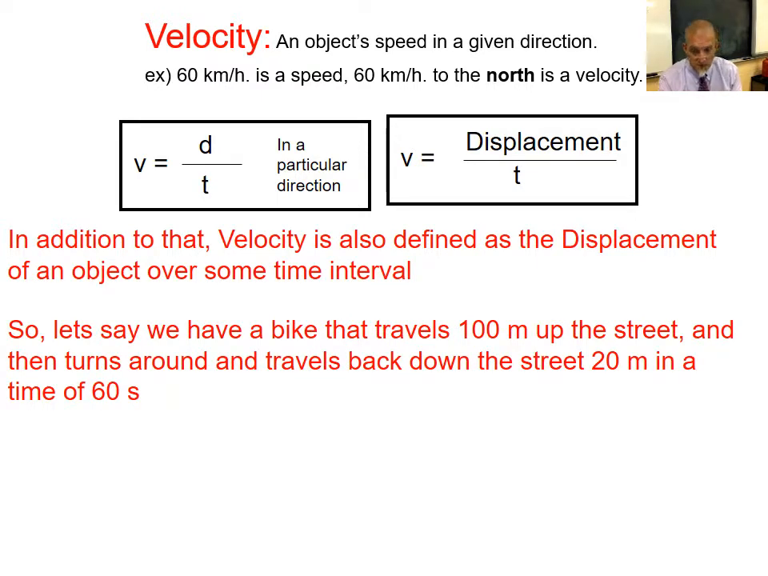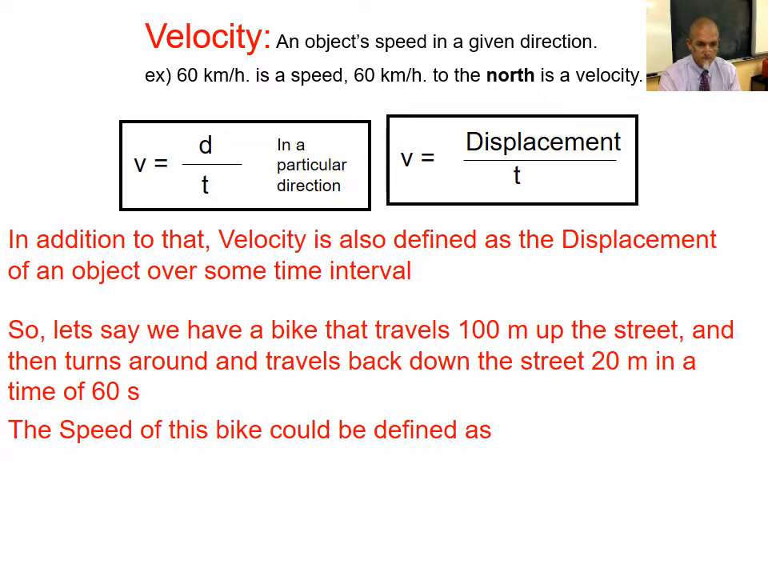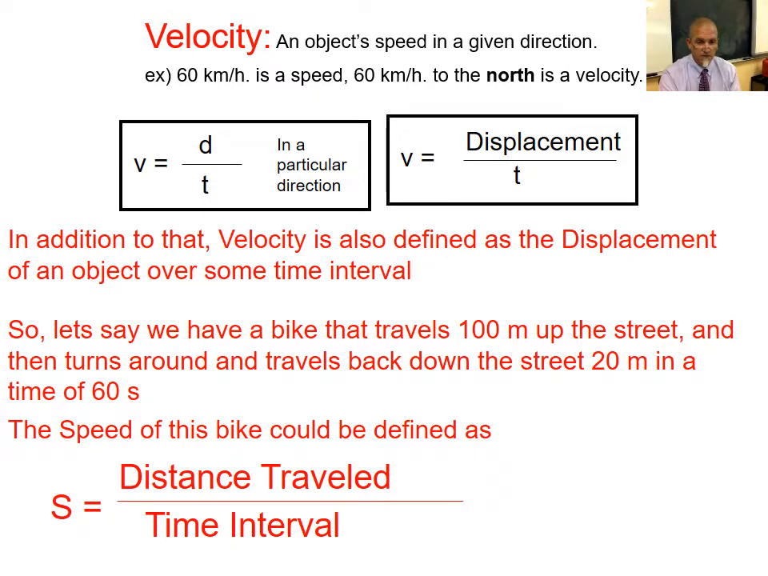So let's say we have a bike that travels 100 meters up the street, and then it turns and travels back down the street 20 meters, and it takes a time of 60 seconds to make that total trip. Well, the speed of the bike could be defined or calculated in the following way: distance traveled divided by time.